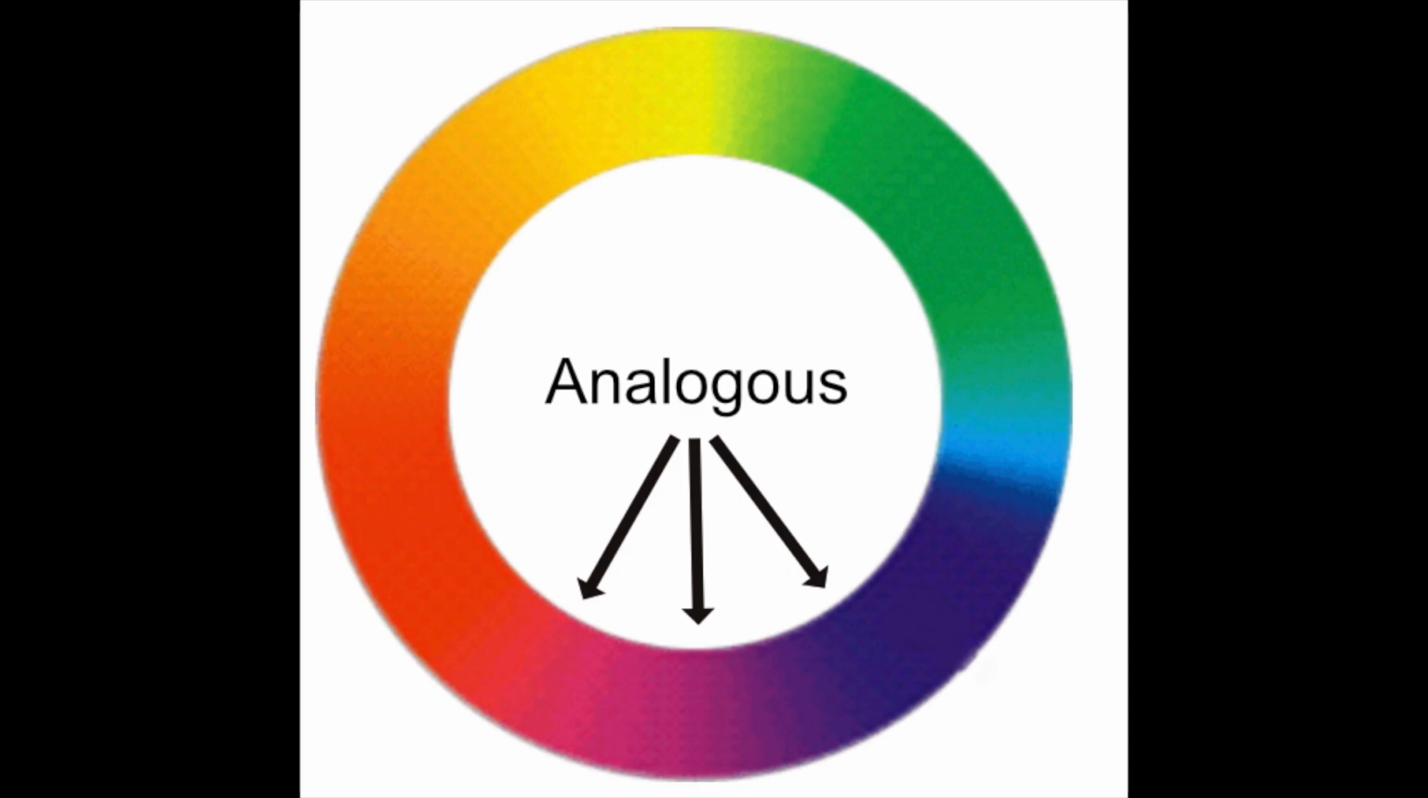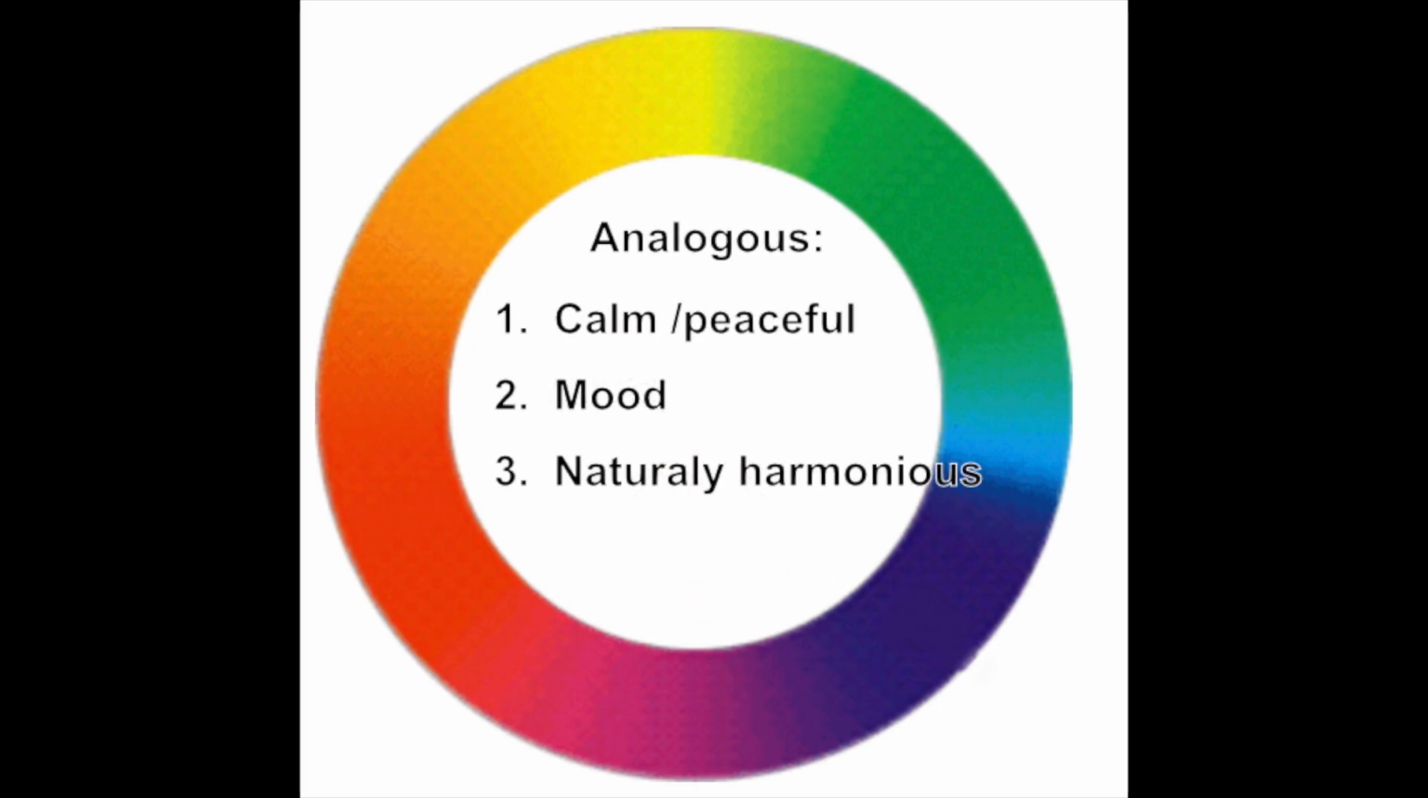So what does an analogous colour scheme do for us? Okay, it's very calm and peaceful, it's not jarring, it's not too energetic, it invokes a mood and a feeling of peace. And again, it's very good for generating moody pieces, and it's naturally harmonious. You tend to use an analogous colour scheme when you want a peaceful scene. So let's have a look at a couple now.